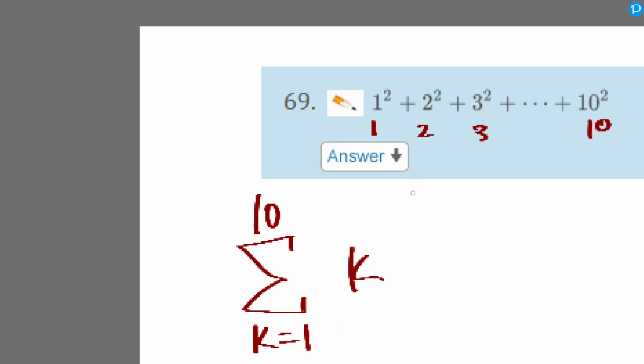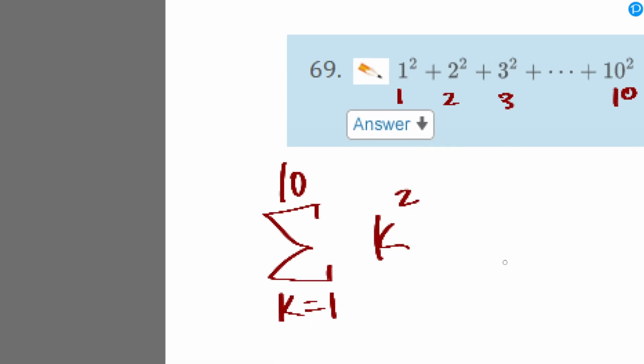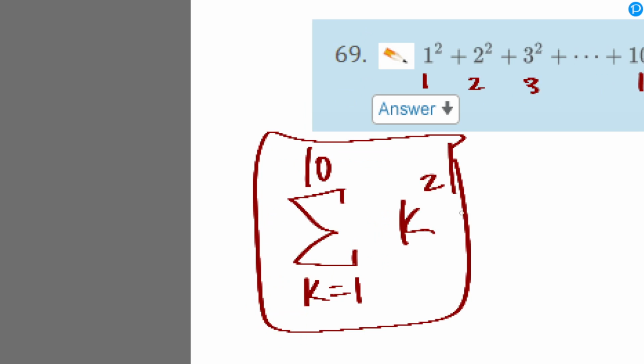And then it looks like k is our starting point, or our ending point, whatever point we're in, whatever the term is, like slot. I don't think that's a term. But all of these are squared. So this would be our sum in sigma notation.